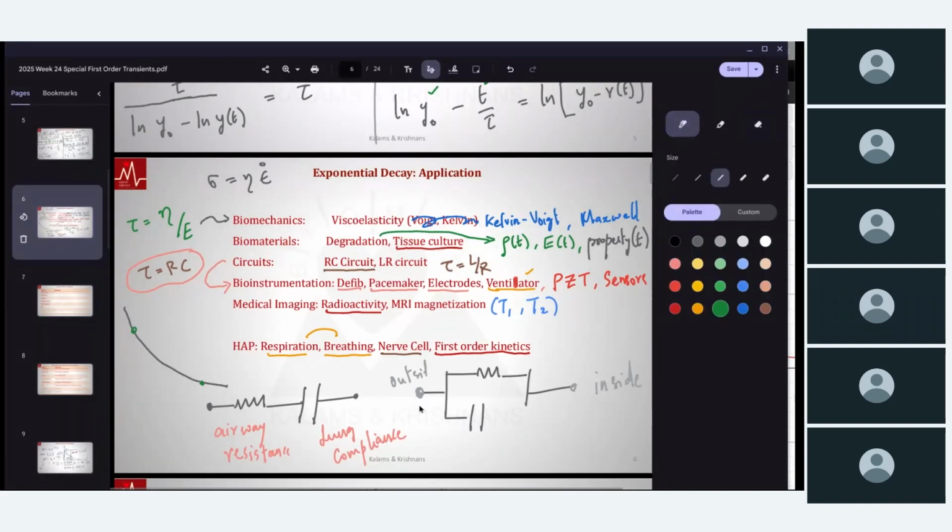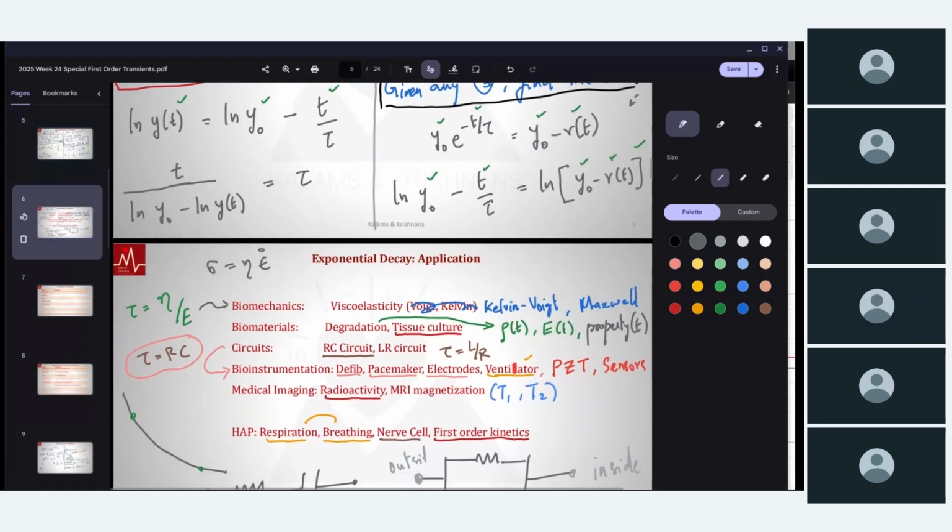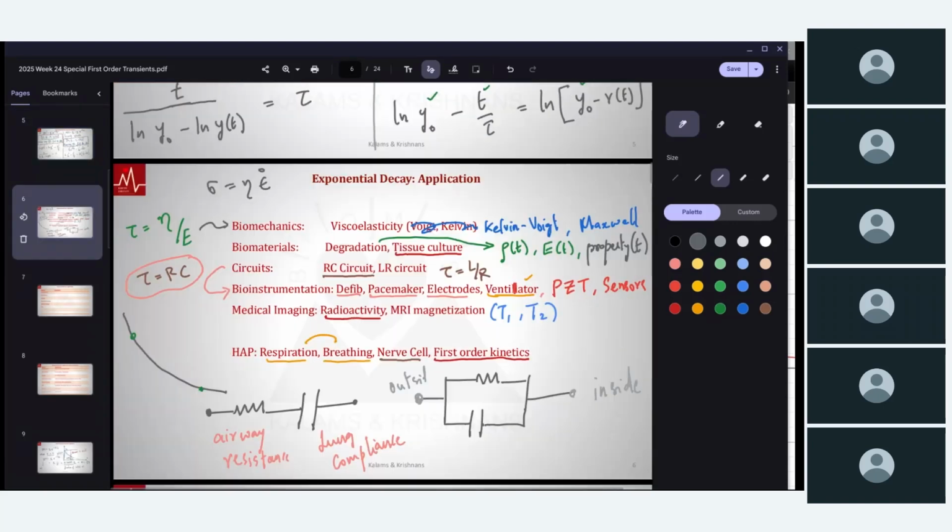Sodium, potassium, chlorine exiting and entering can be modeled this way. It is the simplest first order model. Sometimes you need a diode and all that to make it more realistic, but this is a starting model. That solution shows up almost everywhere. This way there are at least 4 to 5 questions in the entire GATE paper.